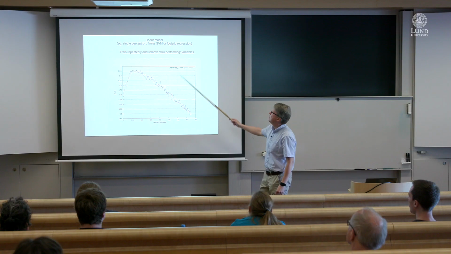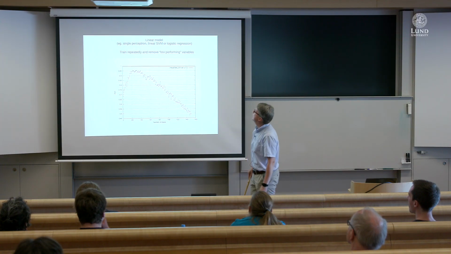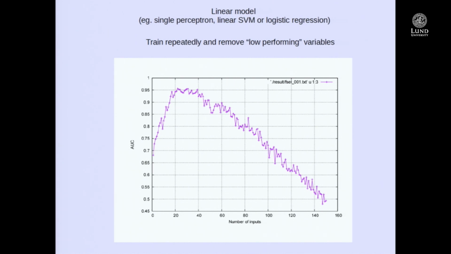I can, for instance, take a linear model. It could be logistic regression, linear support vector machines, a simple perceptron if we want to use neural networks. And I can train repeatedly and remove low-performing variables or proteins. I can start out with my 150 proteins, and I measure performance in something called area under the curve. 1 is good, 0.5 is bad.